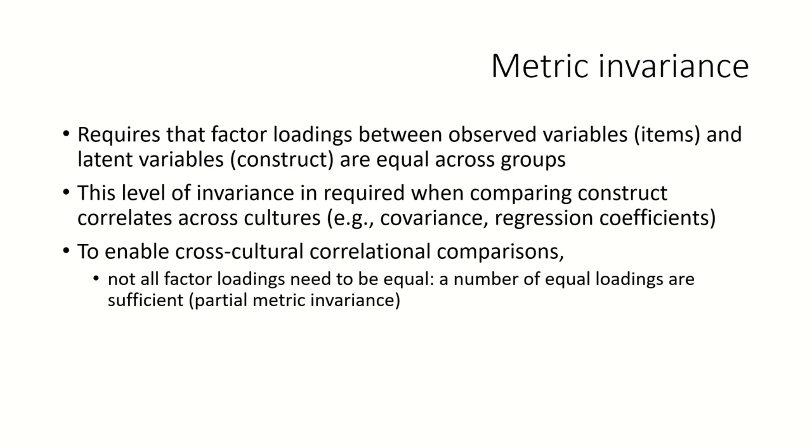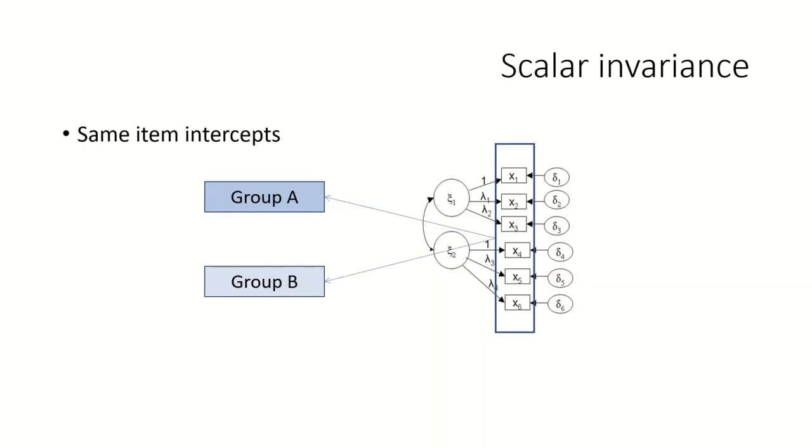So ideally we want all items to function the same way across cultures or across groups, but there are options of actually getting away with a model where we open up some parameters to vary across groups. Finally, if we have had our metric invariance tested and it is okay, then we can test whether the intercepts are the same. So whether the baselines, or the guessing parameters in IRT terminology, are the same or different across groups.